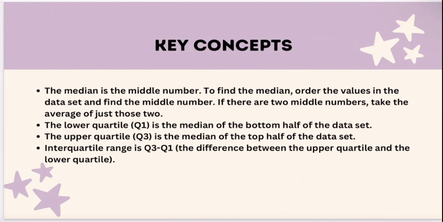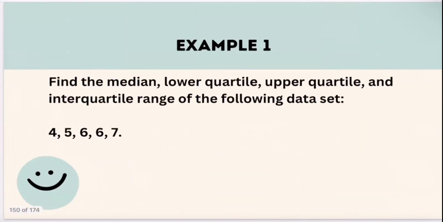Q1, or the lower quartile, is the median of the bottom half of the data set, and the upper quartile, Q3, is the median of the top half of the dataset. The interquartile range is Q3 minus Q1. So it's the difference between the upper quartile and the lower quartile. So let's get into some examples.